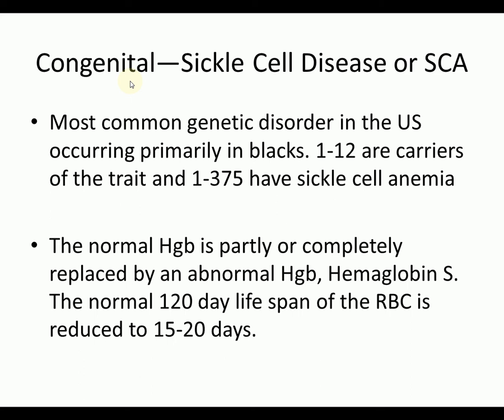Heterozygote persons who have both normal hemoglobin A and abnormal hemoglobin S are said to have sickle cell trait. When both parents have sickle cell trait, there's a 25% chance with each pregnancy of producing an offspring with sickle cell anemia. The most common genetic disorder in the United States, it occurs primarily in blacks. 1 in 12 are carriers of the trait, and 1 in 375 have sickle cell anemia.